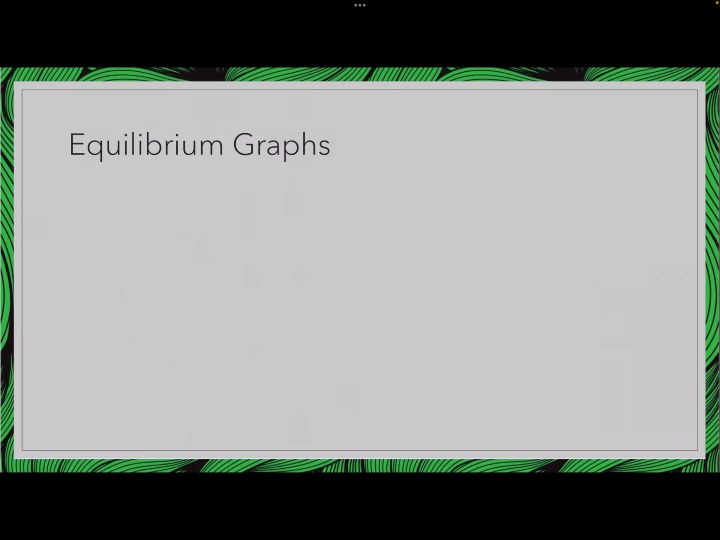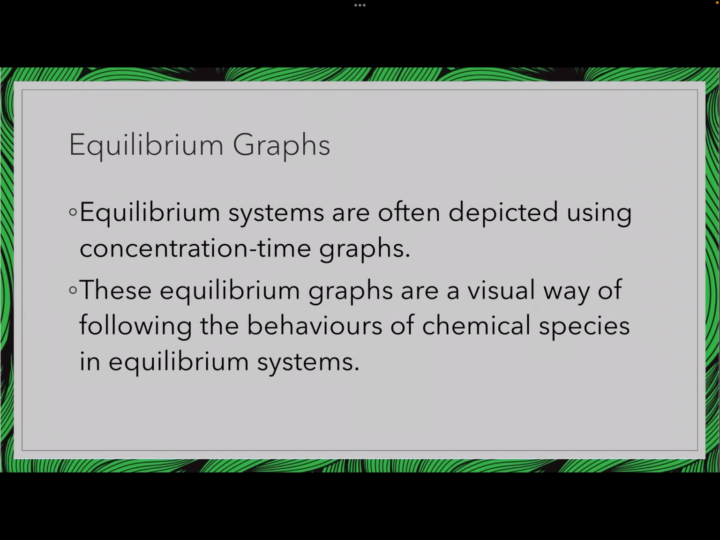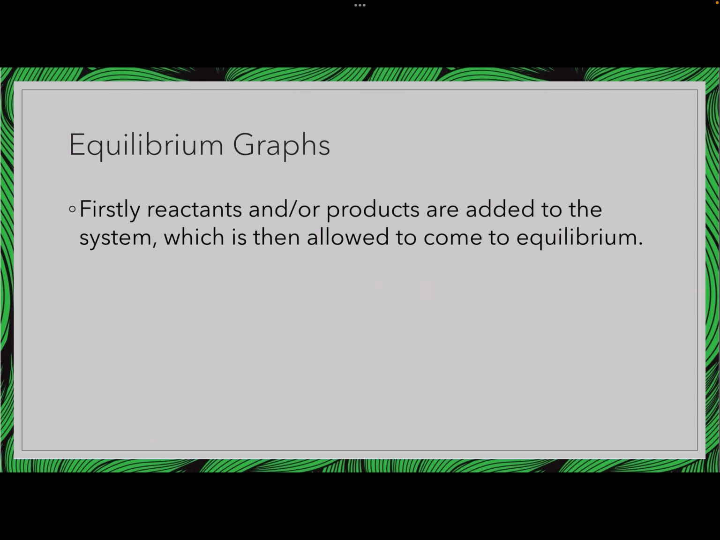As for our equilibrium graph, this is often depicted using a concentration versus time graph. So we have time on the x-axis, and concentration of all of our products and reactants on the y-axis. These equilibrium graphs are a visual way of following the behaviors of chemical species in our equilibrium systems. Firstly, when we put reactants into a reaction vessel and close it off, because remember we need a closed system, we allow it to come to equilibrium.